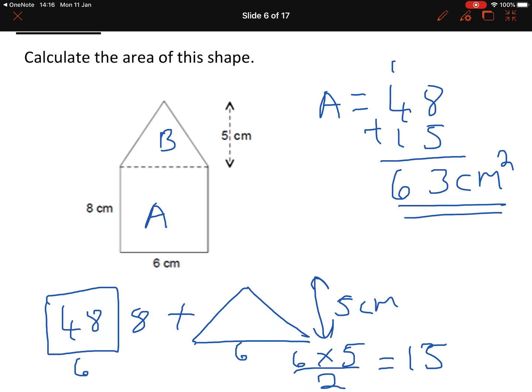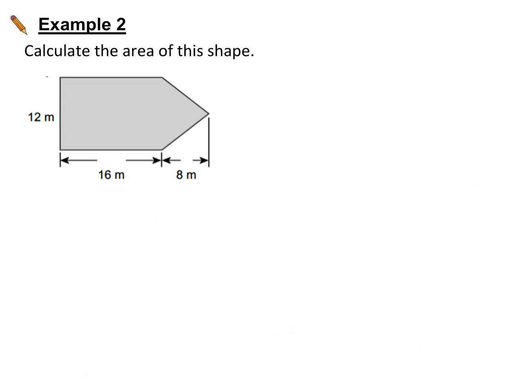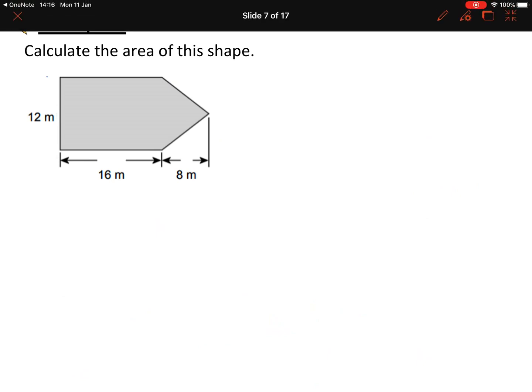Well done if you've got that one right. Okay, brilliant. So now I would like you to pause the video and have a go at this question. Actually, sorry, pause the video and copy down this as an example. I'll go through it.